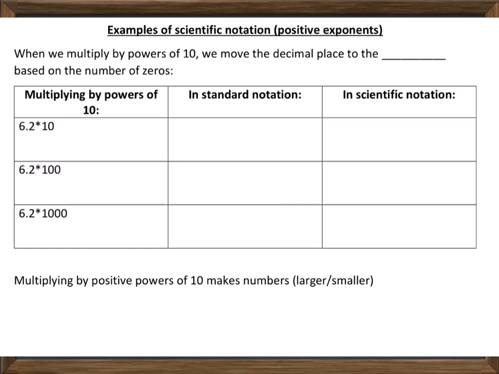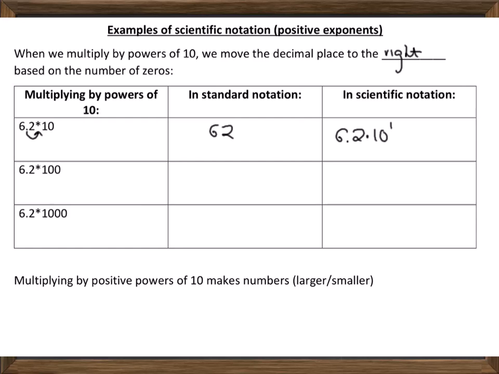All right, let's do some examples. When we multiply by powers of 10, we move the decimal place to the what? We move it to the right based on the number of zeros. So for example, 6.2 times 10 is 62. I move the decimal point to the right one time. In scientific notation, I would write that as 6.2 times 10 to the first power.